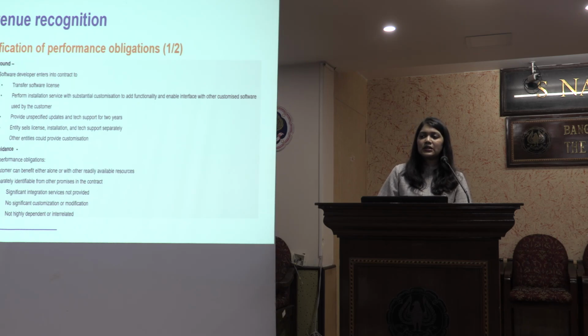So there are basically 3 things that I am providing. One, I am selling the software license. Second, I am providing substantial customization. And third, tech support for 2 years. Now, how do you identify performance obligations in this? 1, 2 or 3?